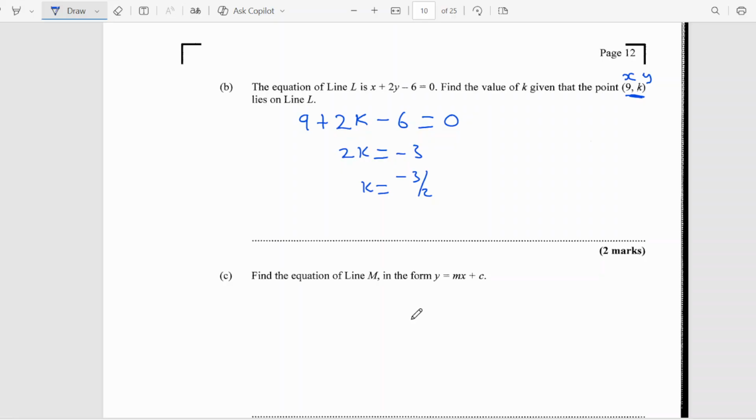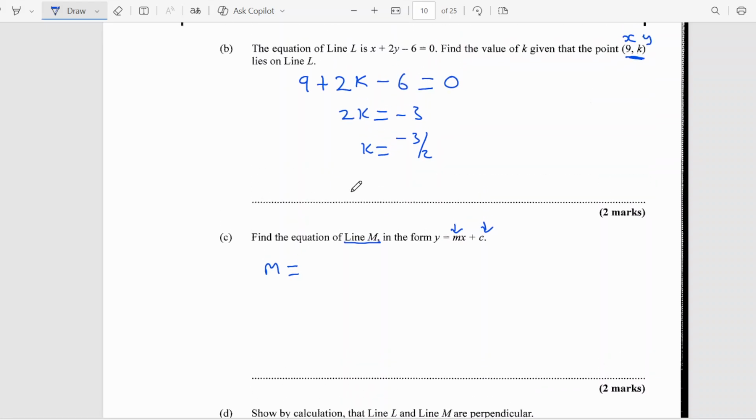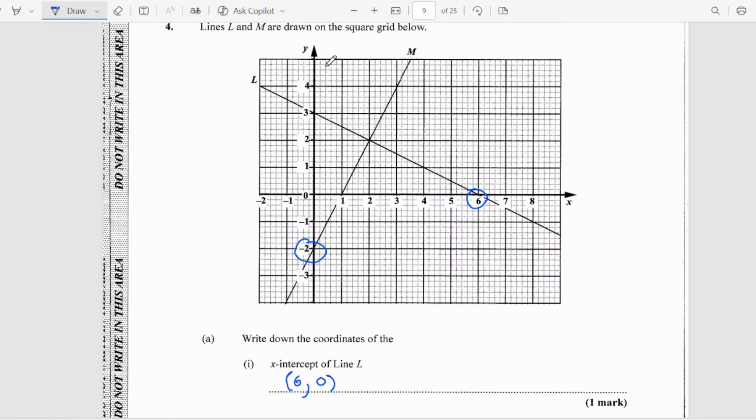Right. Find the equation of line M in the form y is equal to mx plus c. To find the equation of line M, we need to get the gradient. We need to find what the gradient is, and we need to find what the y-intercept is. The gradient is equal to y2 minus y1 over x2 minus x1. So let's look at line M. So this is line M, so we want the gradient of line M. What we need to do is just select any 2 points, right? So I select this point here.